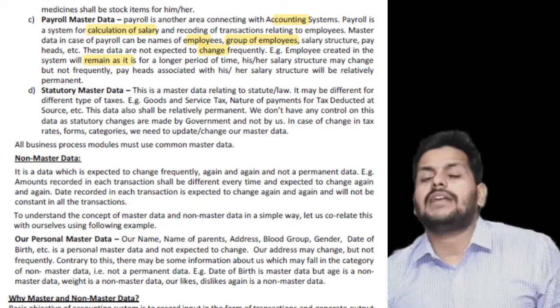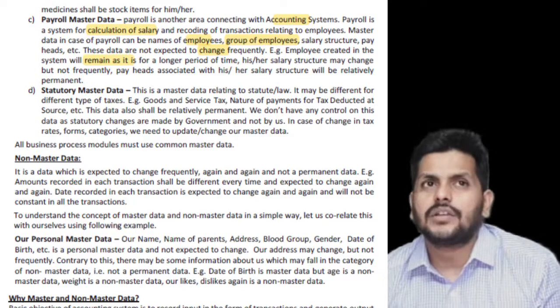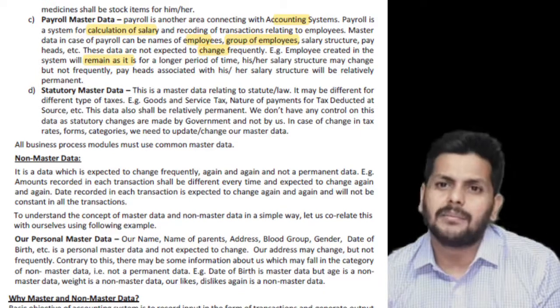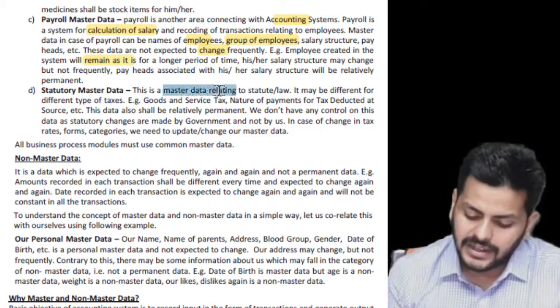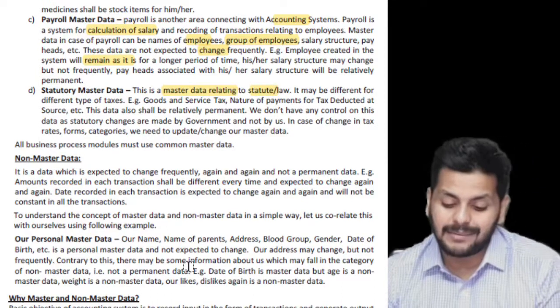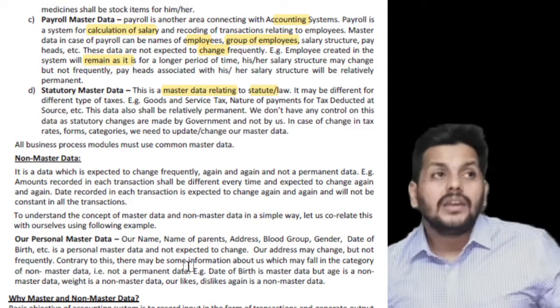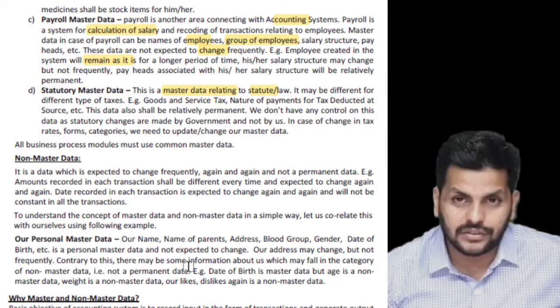Last one is called statutory master data. Of course, nothing is under your control here, because statutory means government compliances. Rates are defined by the government. This is master data relating to statute or law. It may be different for different types of taxes, like GST. In GST only so many rates are there. Nature of payment deducted TDS, tax at source.